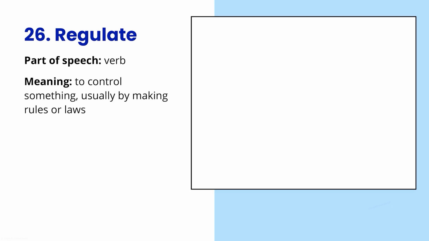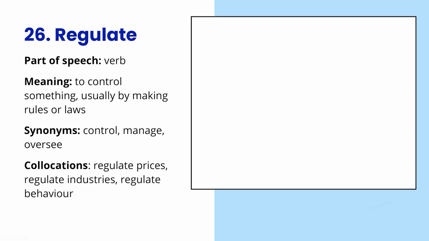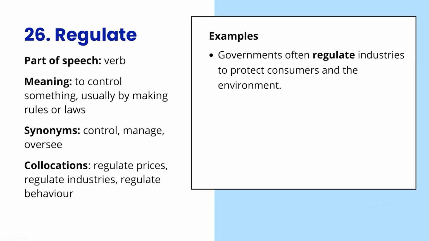Let's move on now to 26, which is regulate. Regulate is a verb, and it means to control something, usually by making rules or laws. Synonyms: control, manage, oversee. Collocations: regulate prices. So this means to control prices with rules or laws. Regulate industries. Same thing, to control industries with laws or rules. Regulate behavior. Let's look at some examples.